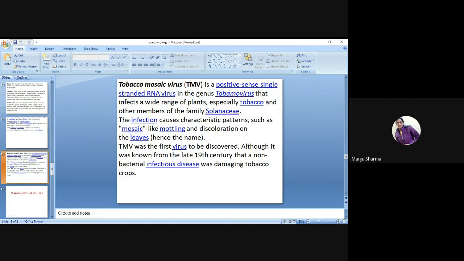TMV was the first virus to be discovered, although it was known from the late 19th century that a non-bacterial infectious disease was damaging tobacco crops.